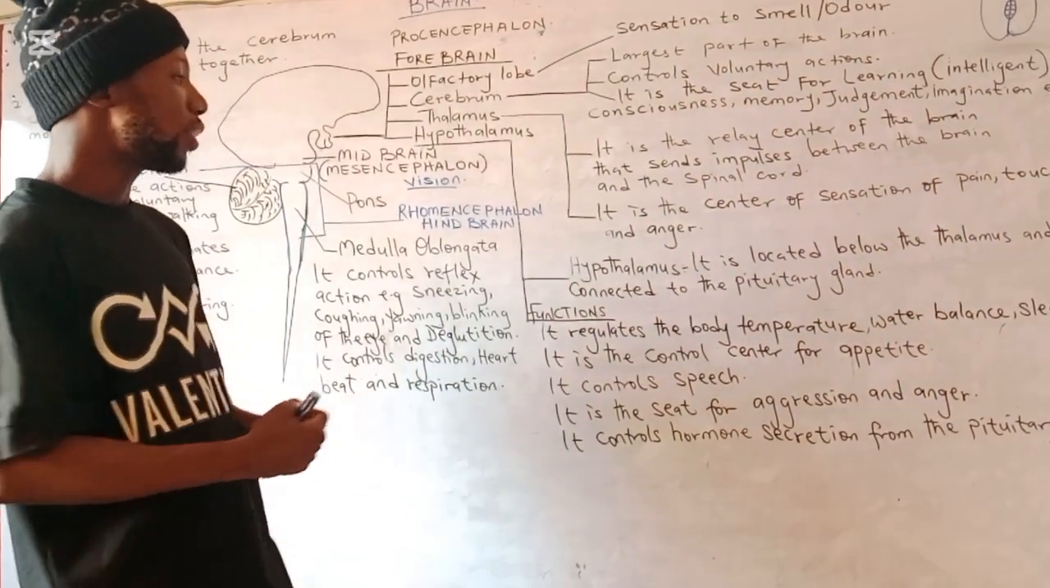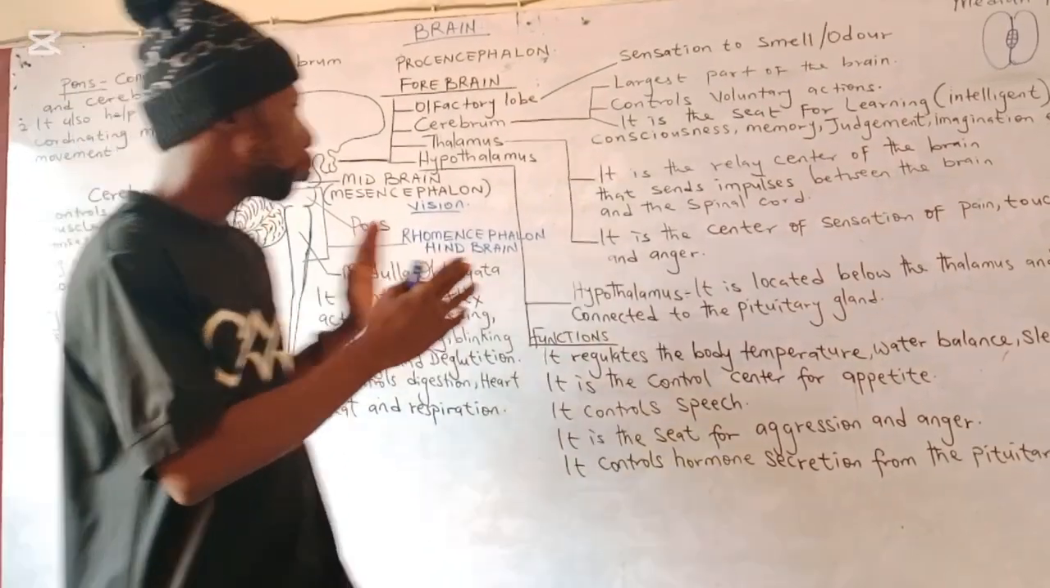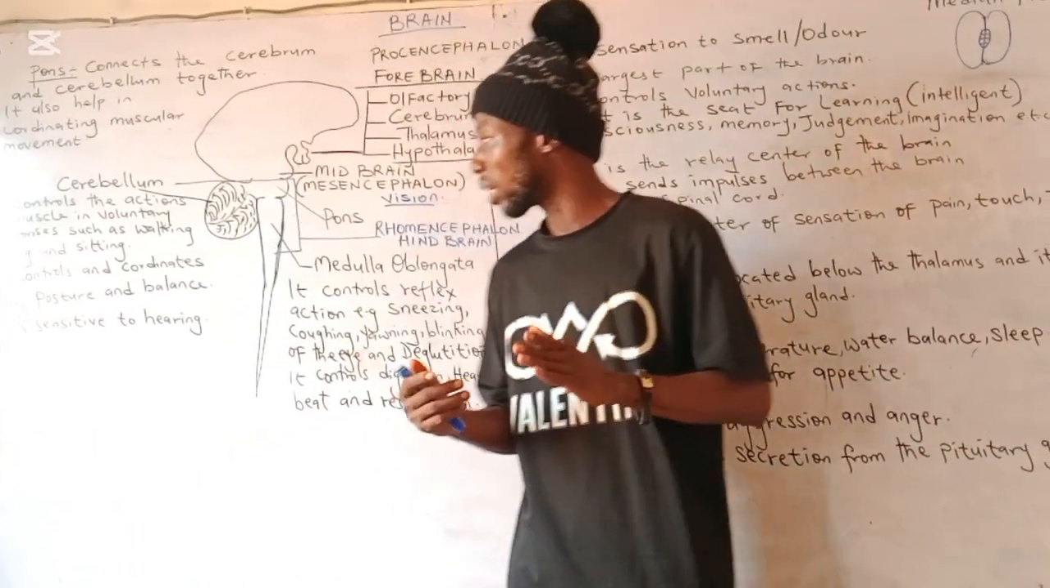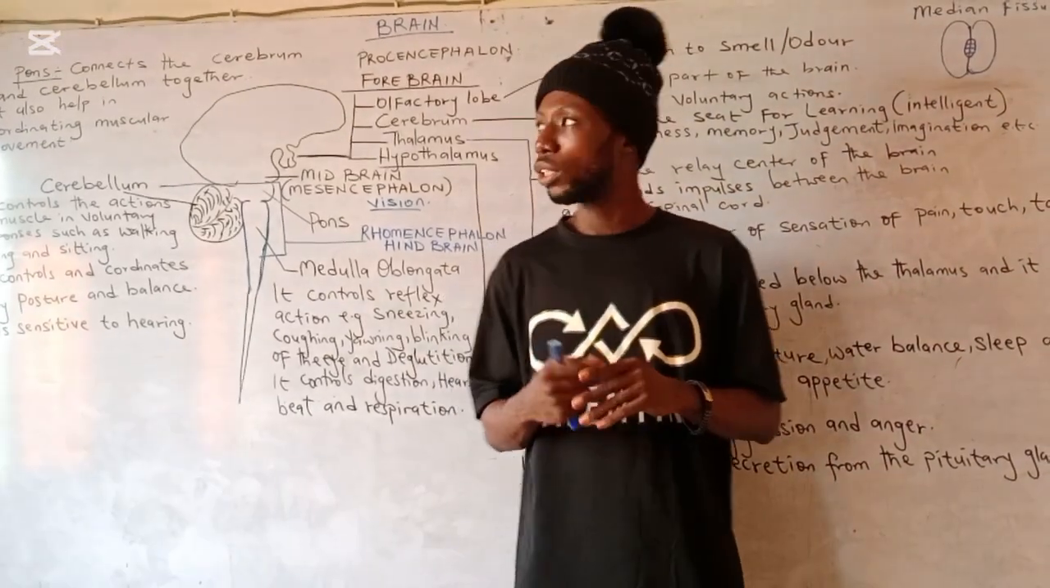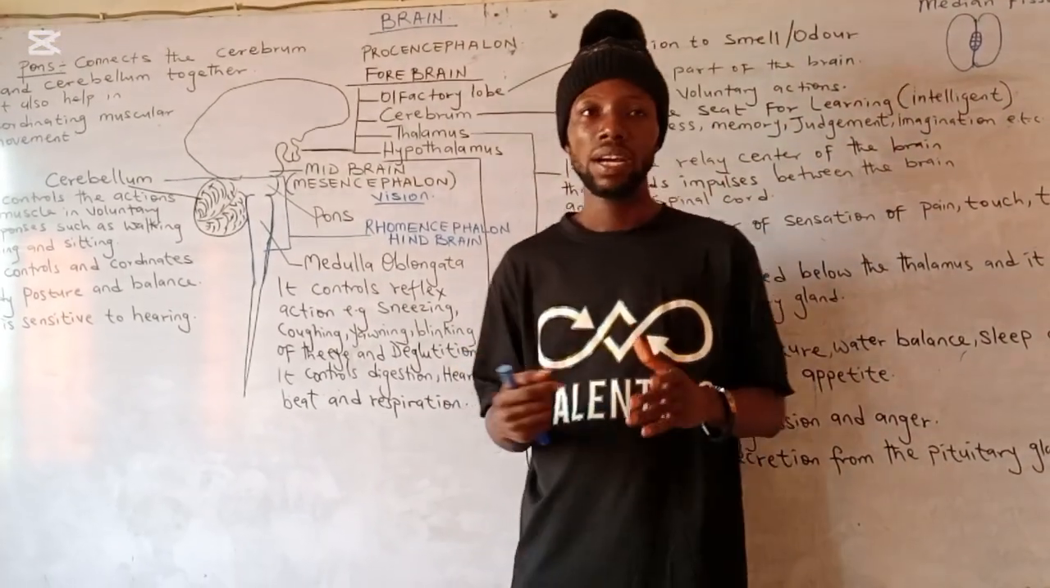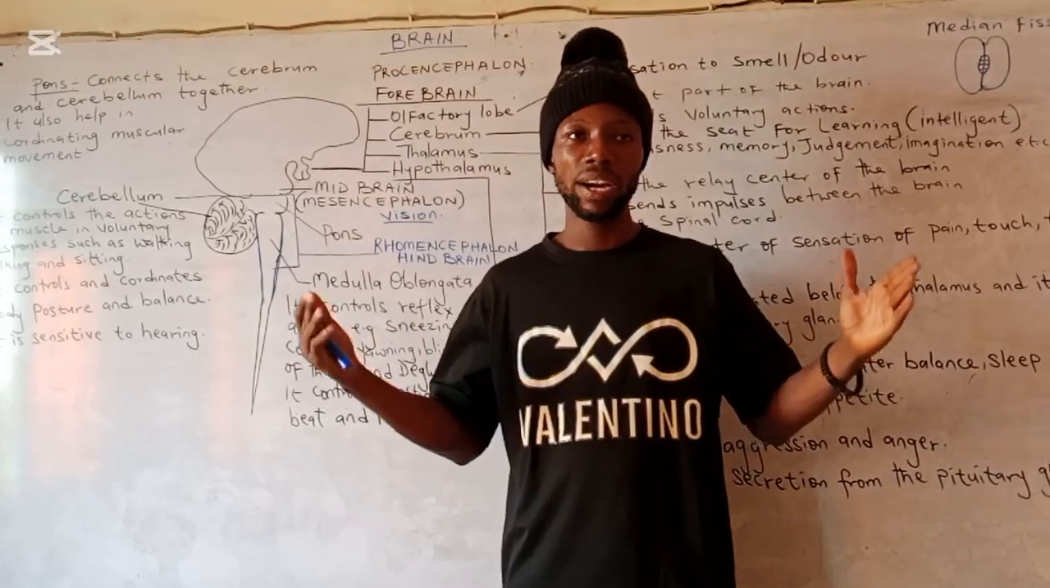On this note, we are through with all the structures we can mention for now and their functions. The structures we have in the brain and their functions. This is all we have for now.